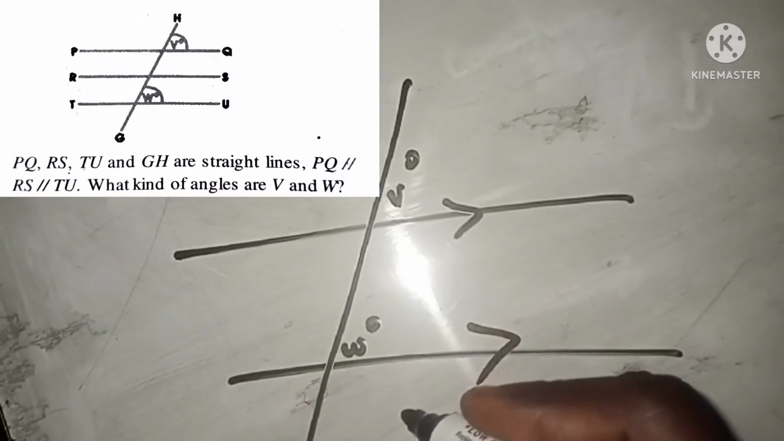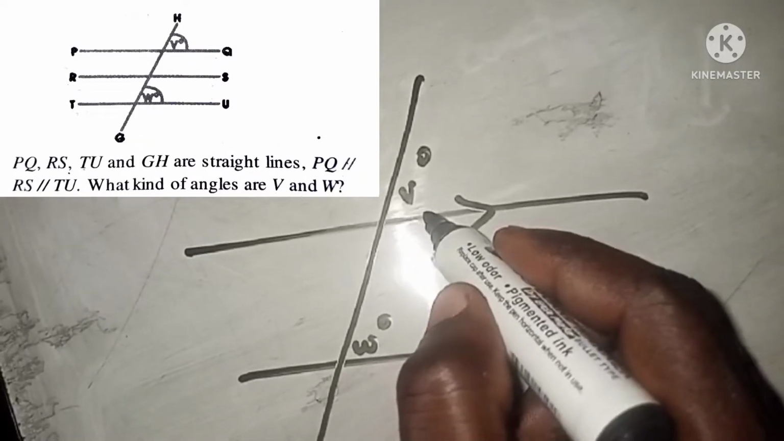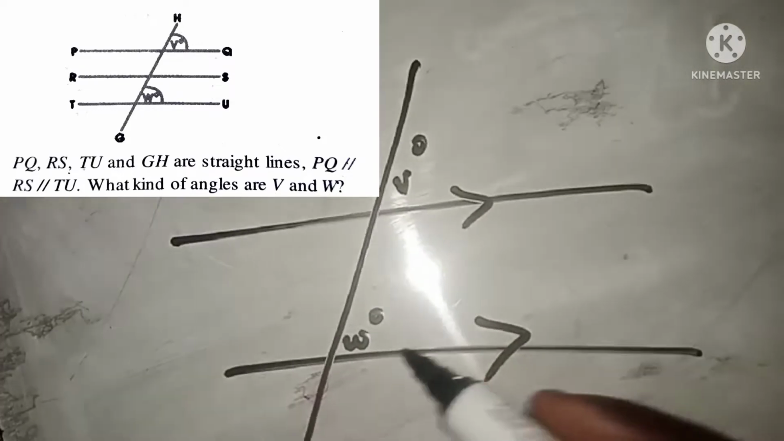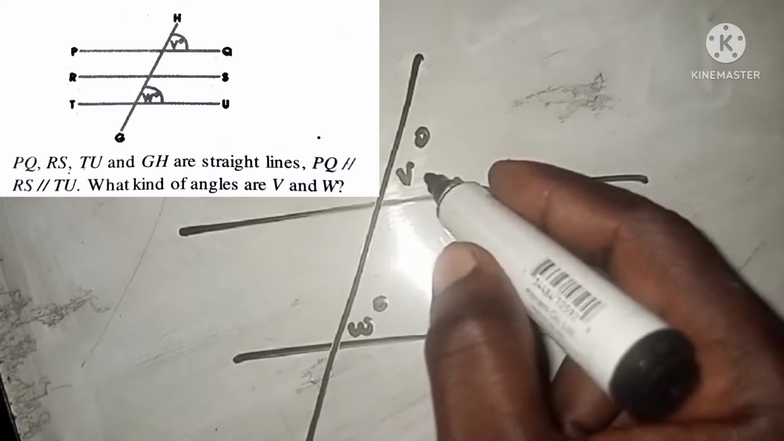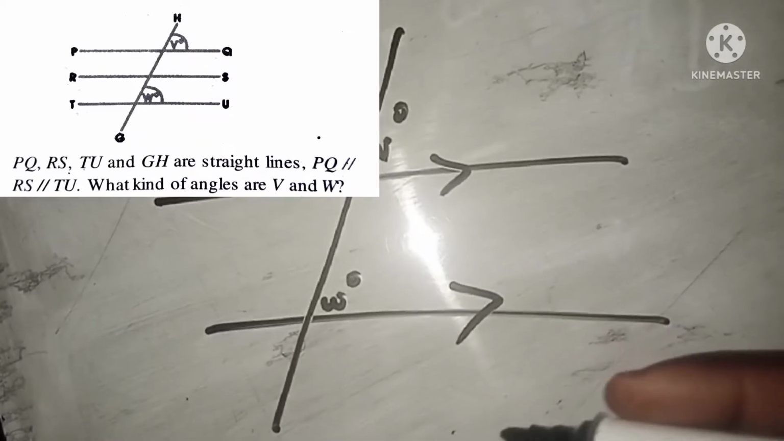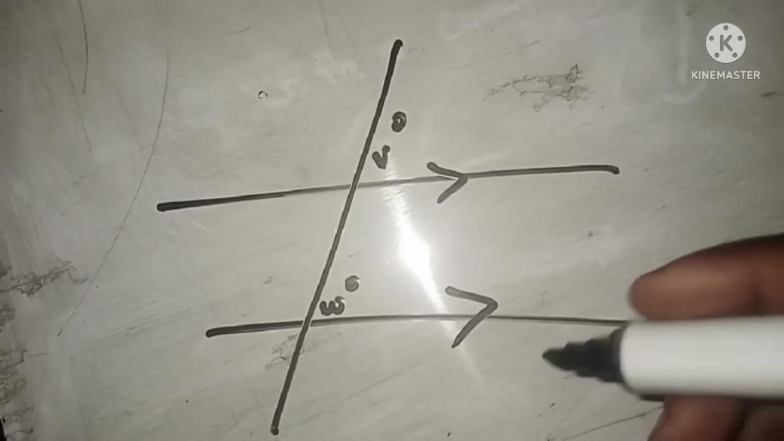Okay, one of the questions says that you should determine the kind of angle this guy here, which is the viewing degree and the W degree has. Is that okay? So meaning that what is the relationship between the two of them? One thing about the plane geometry here, you should know what to use and how to use it.